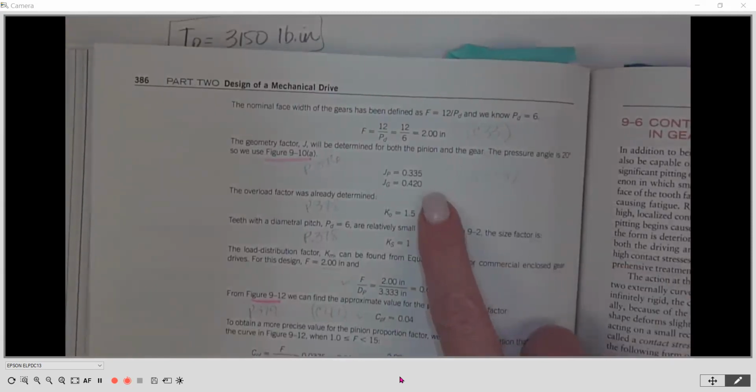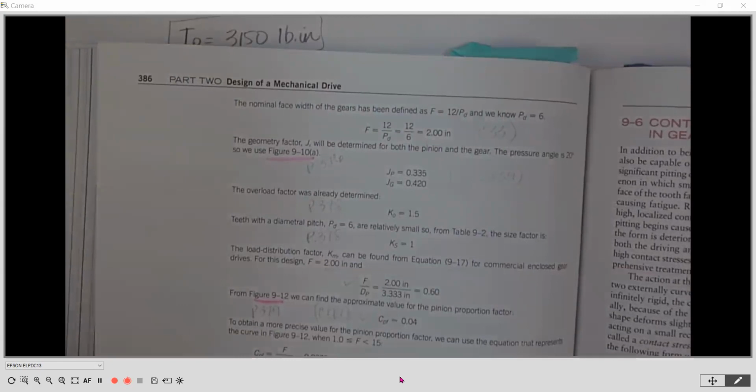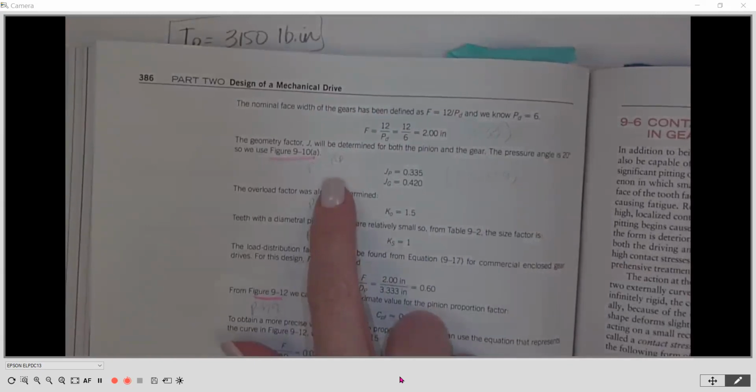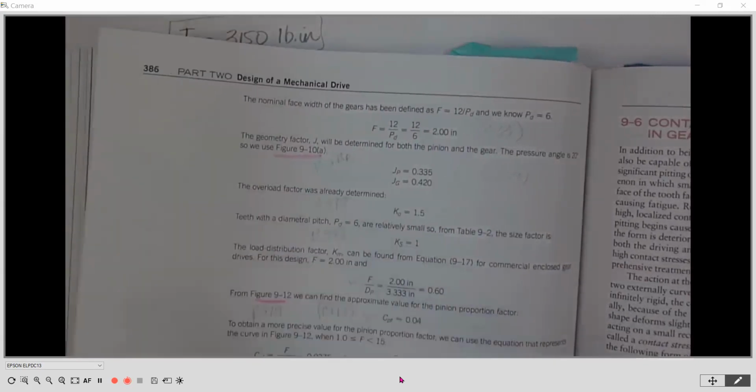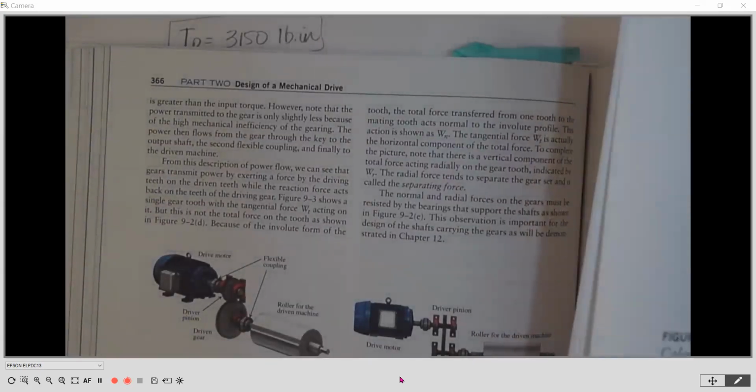Now, the next thing we're going to input is going to be our JP and our JG. These are those geometry factors. We're going to go to page 376 and we're going to look at figure 9-10.